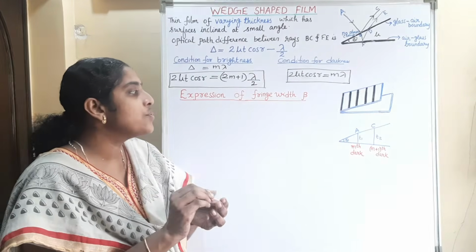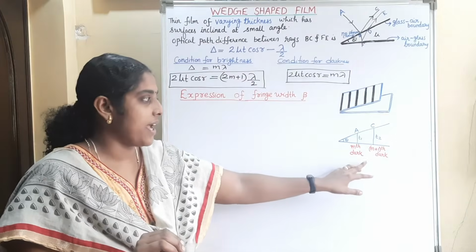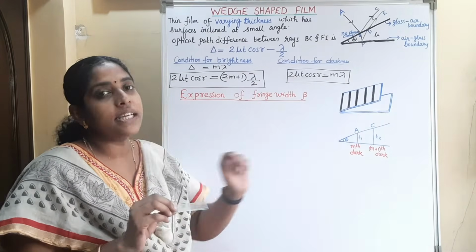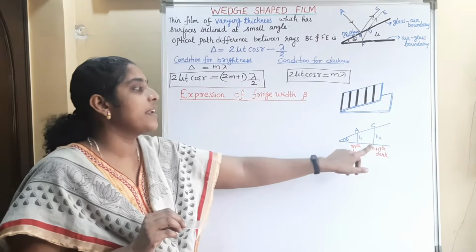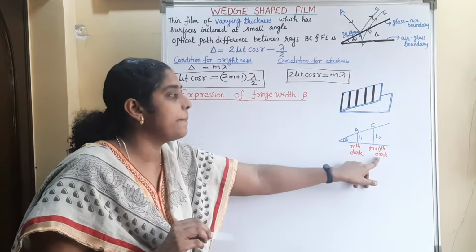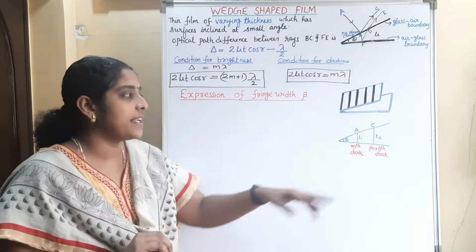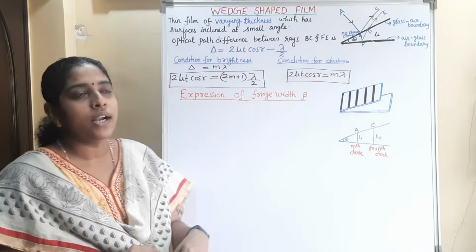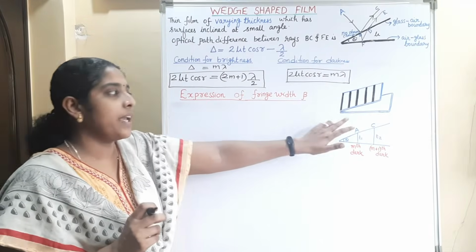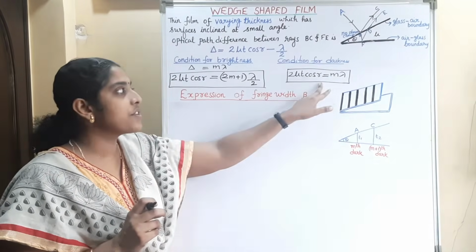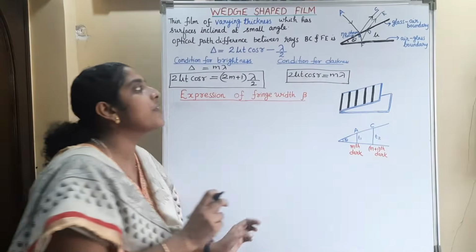So consider two consecutive dark bands. At the point A, let the mth dark band occur, and at the point C, let the (m plus 1)th dark band occur. That is, these are two consecutive dark bands. So at the points A and C, we can apply the condition for the darkness. What is the condition for the darkness?